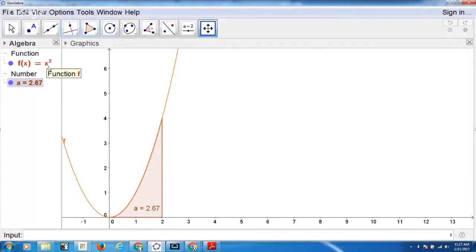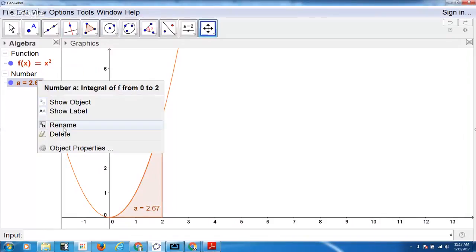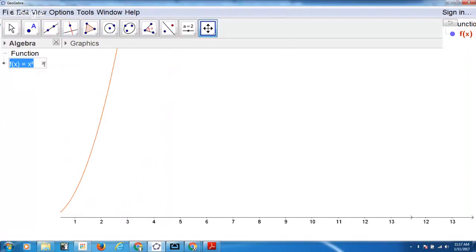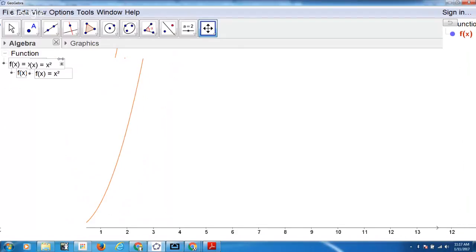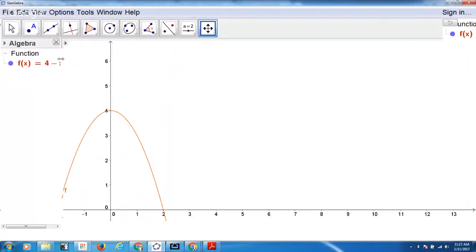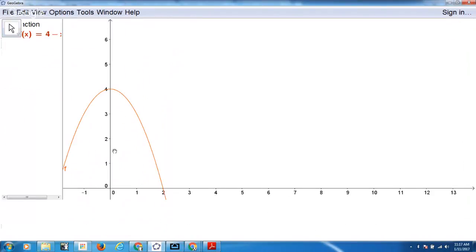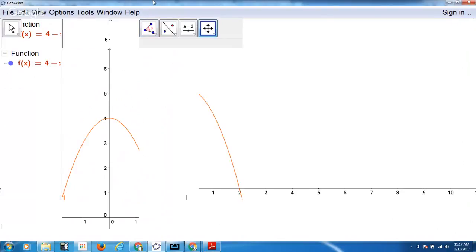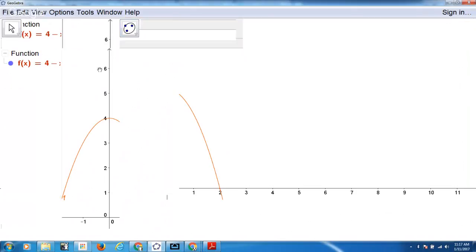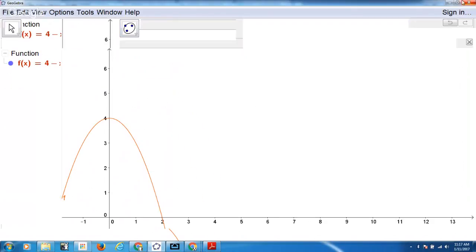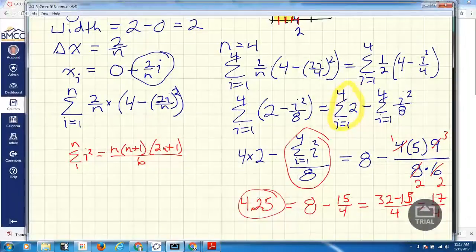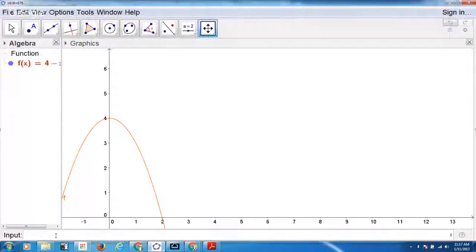Let's see, that was my old function. Let's edit that. Get rid of that one. And we'll modify this to be 4 minus x squared. All right, so we're looking for this. Whoa, GeoGebra, settle down. What happened there? My computer's being overtaxed. Come on, GeoGebra, you can do it. There we go, that's better.